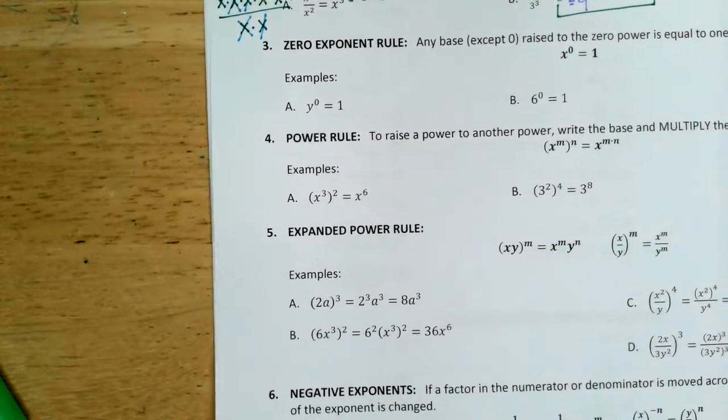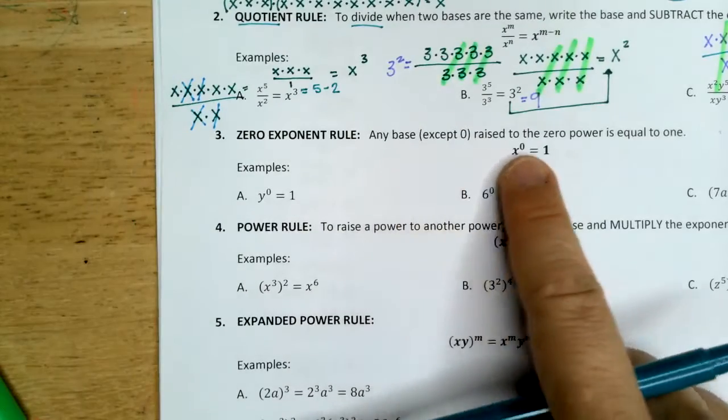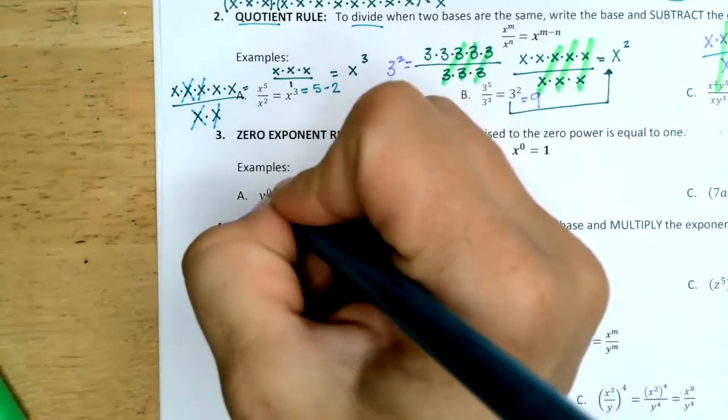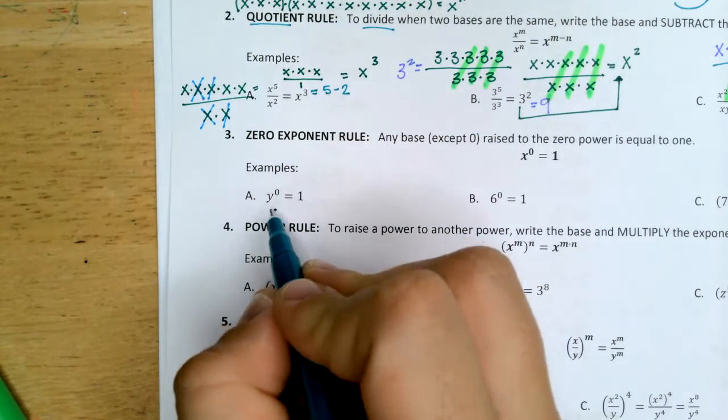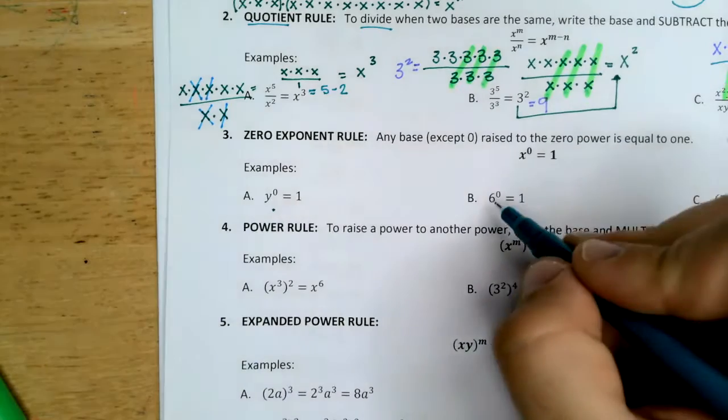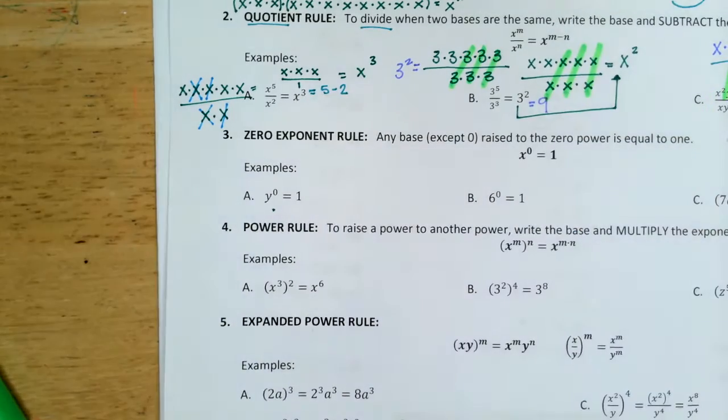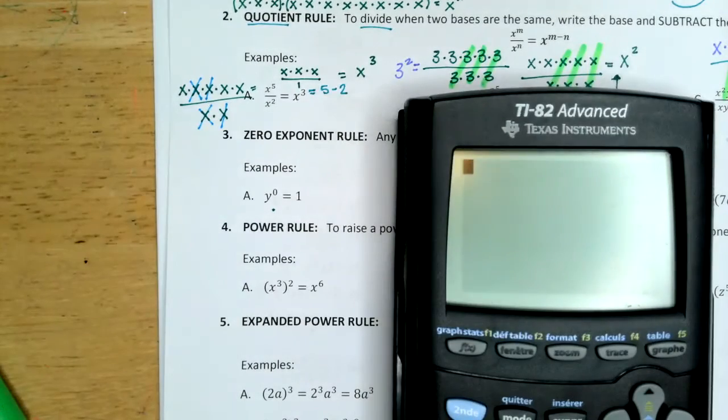The 0 exponent rule means that any base raised to the 0 power is equal to 1. Y to the 0 is 1. It doesn't matter what y is. You don't have to find y. It's okay to call that 1. 6 to the 0 is 1.